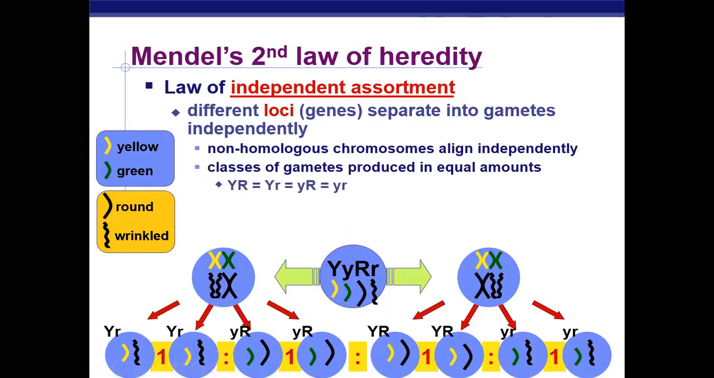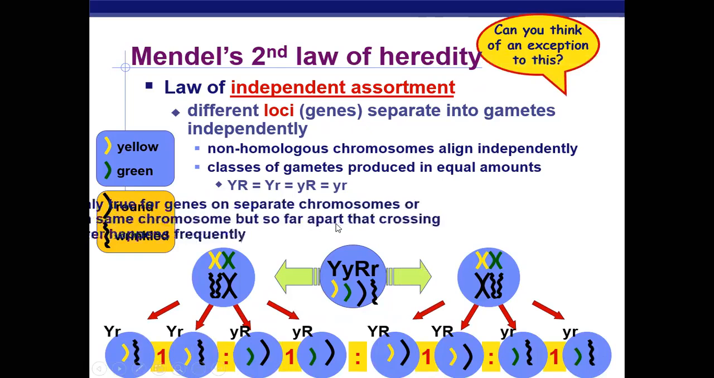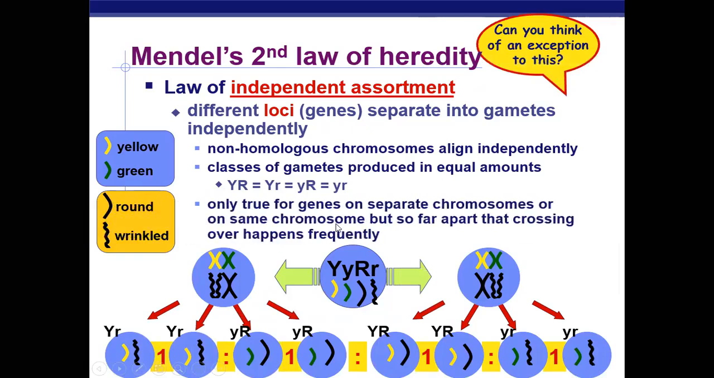So non-homologous chromosomes align independently. Classes of gametes are produced in equal amounts. The amount of dominant dominant is equal to the amount of dominant recessive is equal to the amount of recessive dominant is equal to the amount of recessive recessive. But you're doing two traits. This is only true for genes on separate chromosomes or on the same chromosome, but so far apart that crossing over happens frequently. So at the very, very opposite ends of those chromosomes.